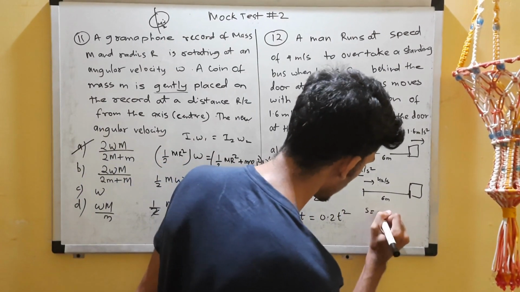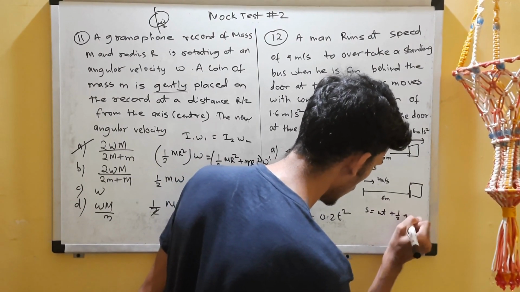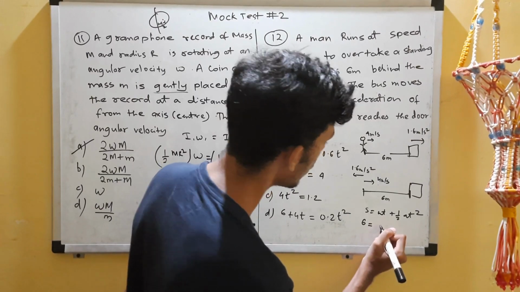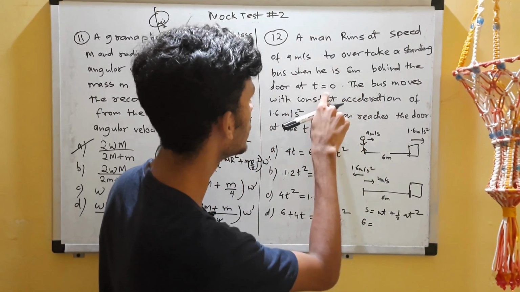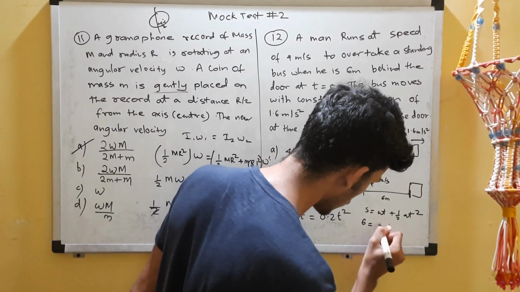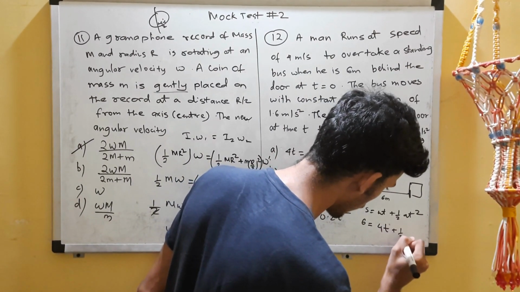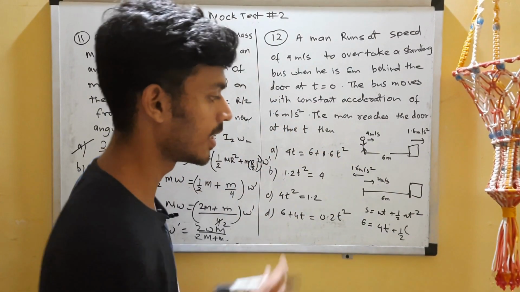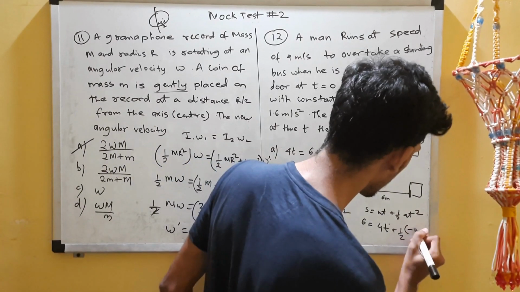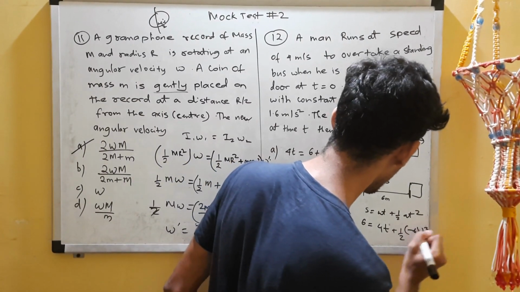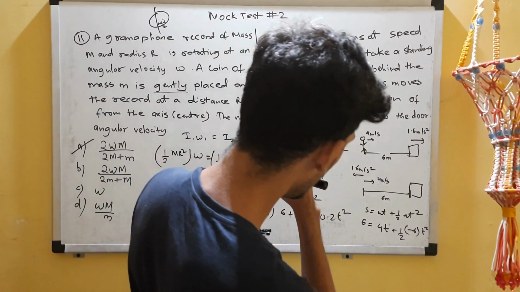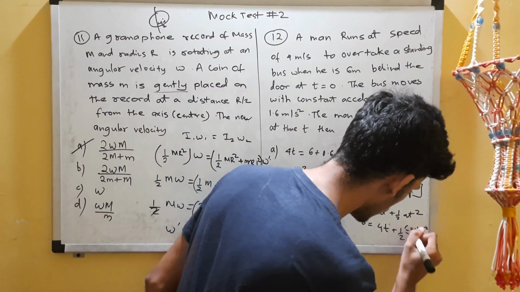For that I can use s = ut + half at square. The distance he wants to cover is 6 meters. The initial velocity of the man at time t = 0 is 4. So 4 times t plus half, acceleration is minus 1.6. This direction is considered positive, this is negative. So minus, and t square. Acceleration is 1.6, sorry, 1.6.